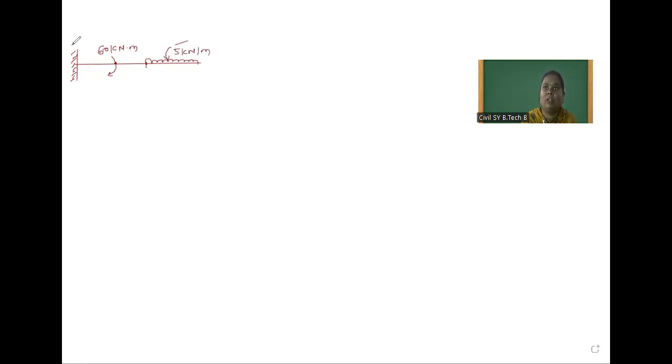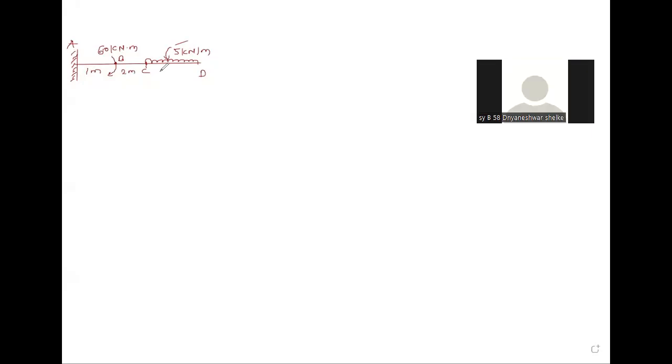So the span for this, A to B, this is the ABCD beam. Span for AB is 1 meter. Span for BC is 2 meter. And span for CD is 2 meter. So this is the question.